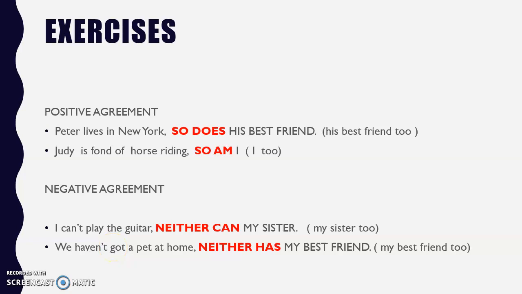And the following one is exactly the same. "We haven't got a pet at home." And you want to say that your best friend too. It is the same for your best friend. So you are going to use "neither has my best friend." Here remember that I am using has because here I have a third person as my subject. So be very careful with those ones, guys. I hope that you don't have any further complication.